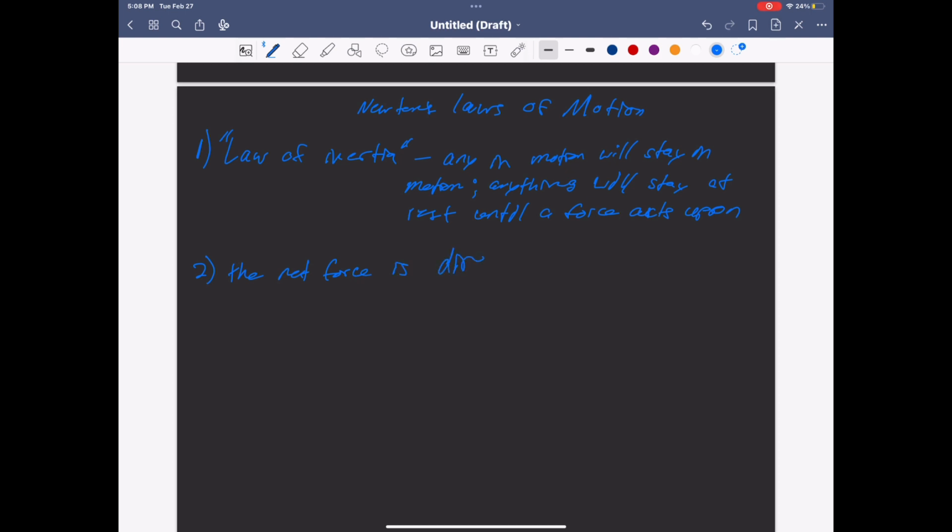The second law states that the net force is directly proportional to mass and acceleration. F equals ma. Let's just highlight that for you guys. The second law is just F equals ma.